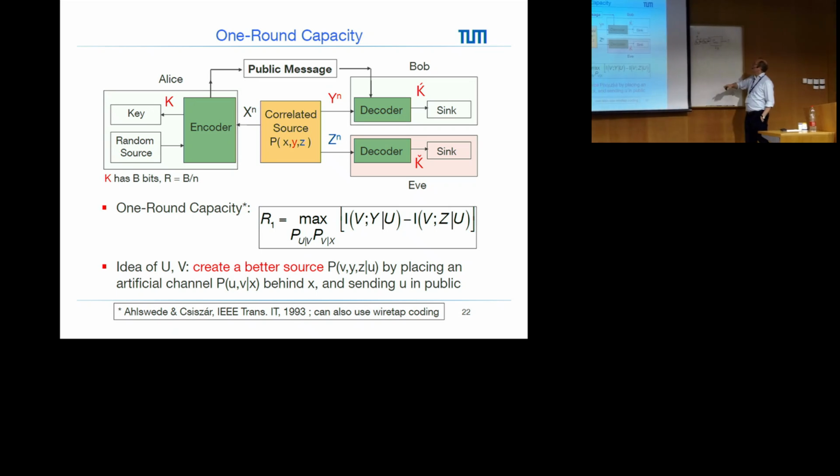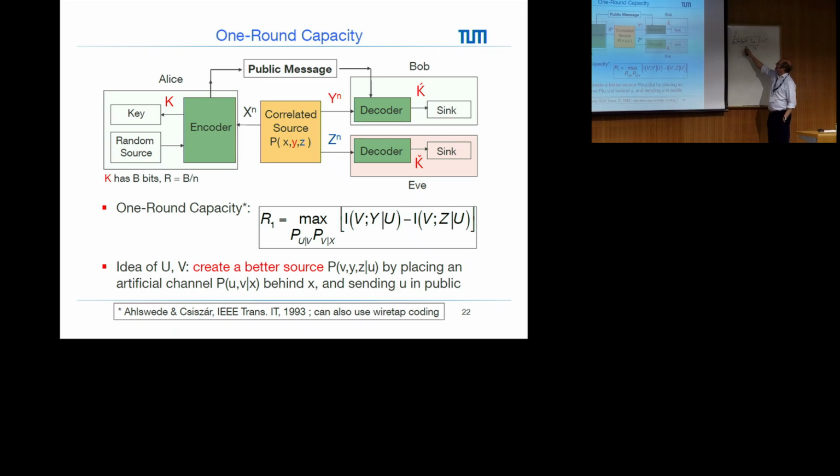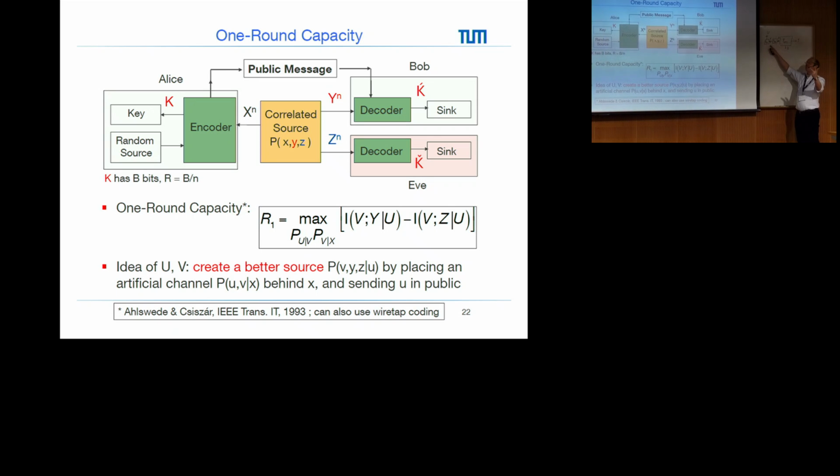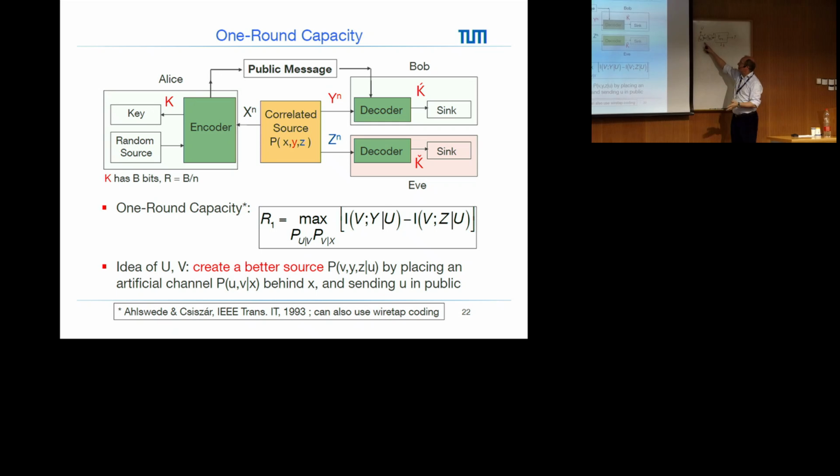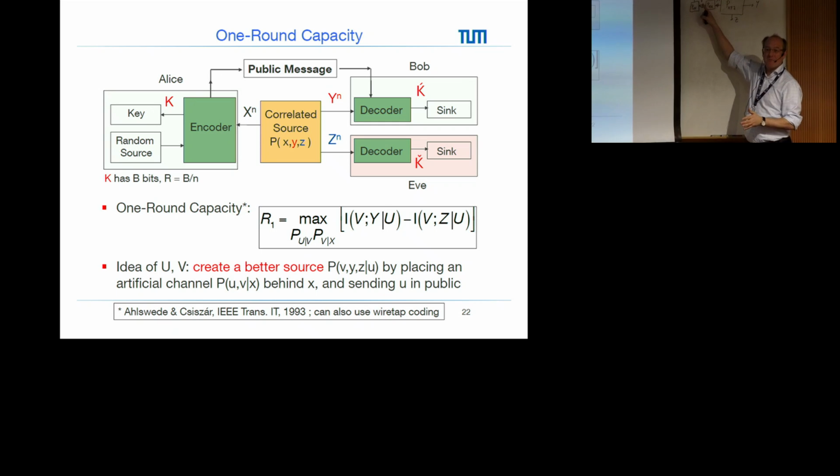What you do is what Alice does. Again, in general, you have to add two pieces of randomness. So now you'll actually have three pieces of randomness, one to do randomization in terms of message and random bits, plus a randomization to change X to V, and then more randomization to create a U from V. Now, what is the purpose of this U and V? It's the same as for the wiretap channel.